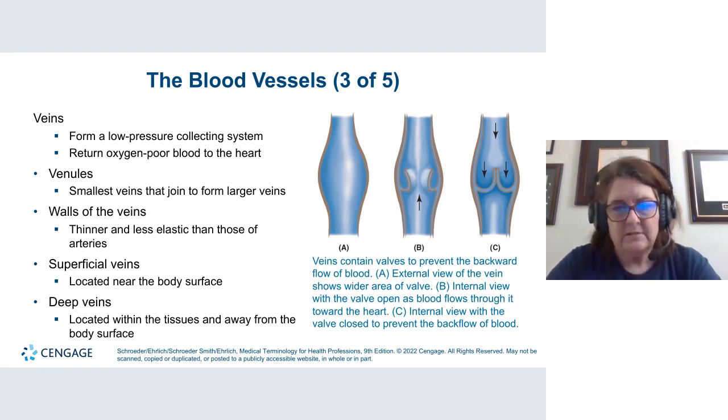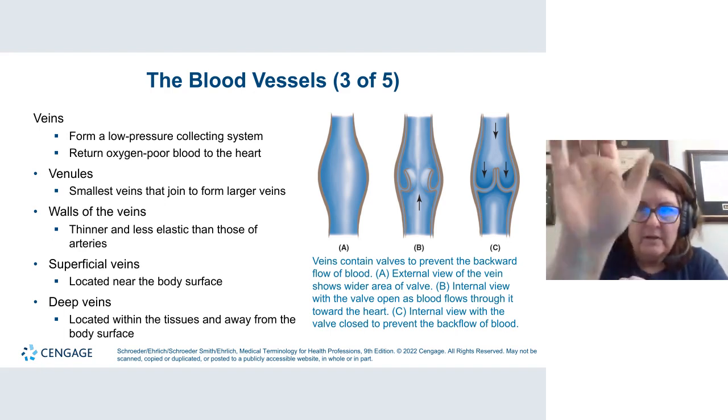Veins. Something else that's important about veins: veins actually have valves in them. Arteries do not. Arteries are a higher pressure system, so there's so much pressure they don't need valves. This is where you get your pulses. Your pulses come from your arteries because it's a high pressure system.